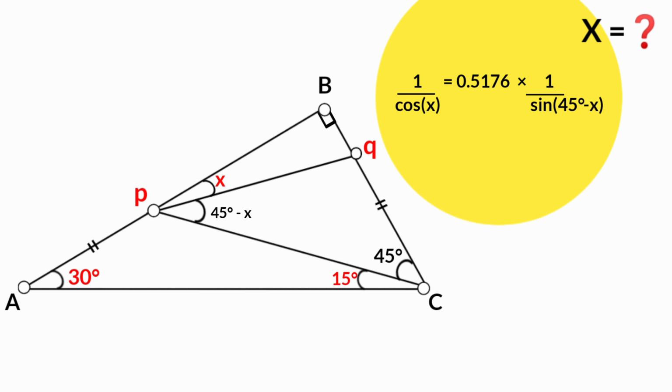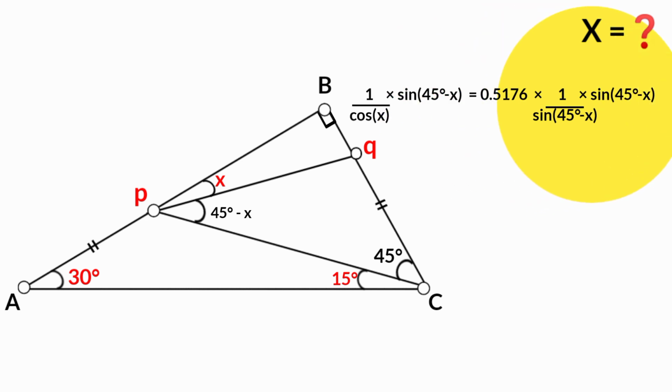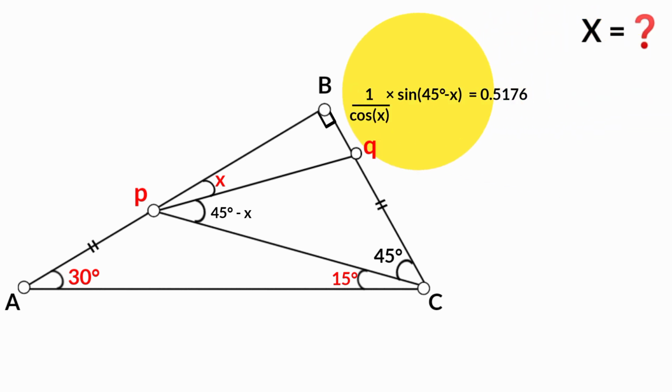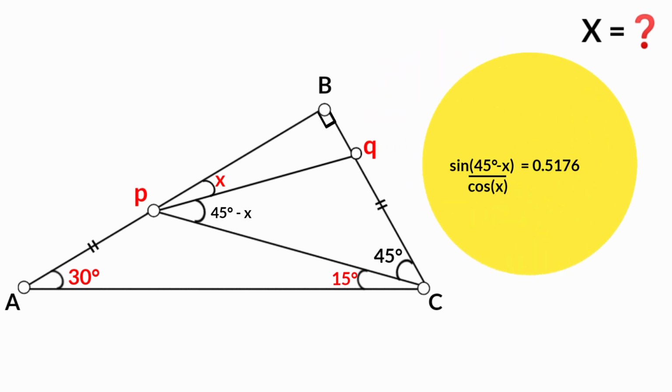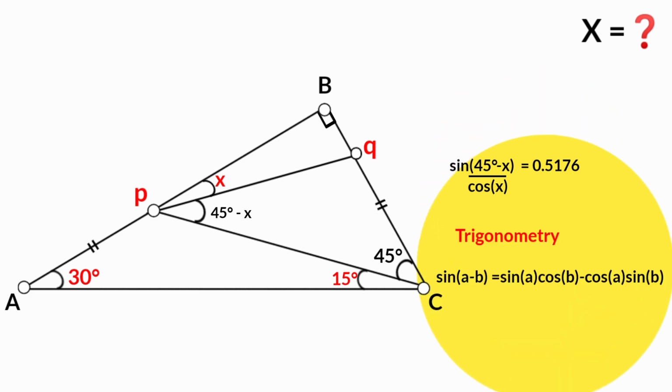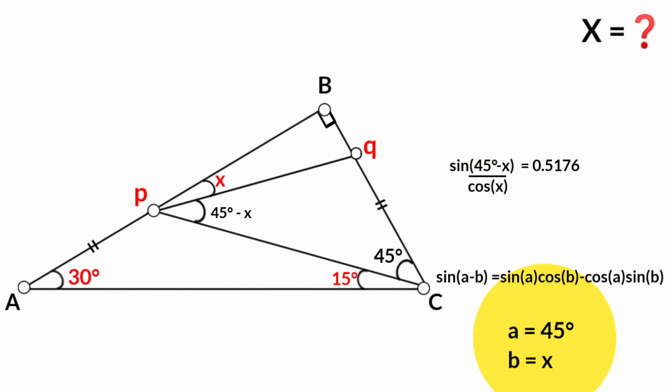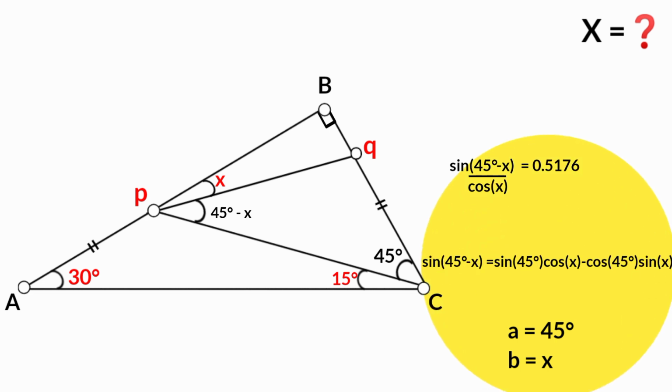If we multiply both sides by sine 45 degrees minus x, here sine 45 degrees minus x cancels sine 45 degrees minus x. And here 1 over cos x times sine 45 degrees minus x is sine 45 degrees minus x over cos x. So sine 45 degrees minus x over cos x equals 0.5176. Now from trigonometry, we know the identity that sine a minus b is equal to sine a cos b minus cos a sine b. If we let a equal 45 degrees and b equal x, substituting here, sine 45 degrees minus x equals sine 45 degrees cos x minus cos 45 degrees sine x.